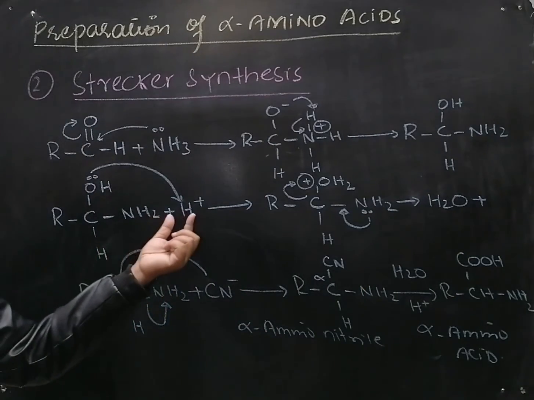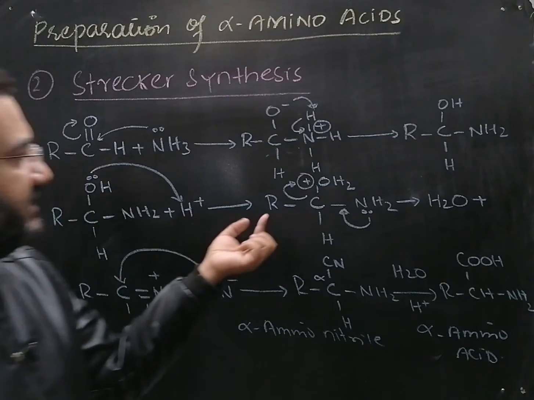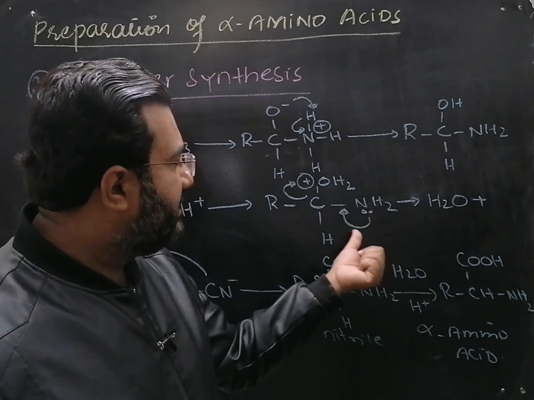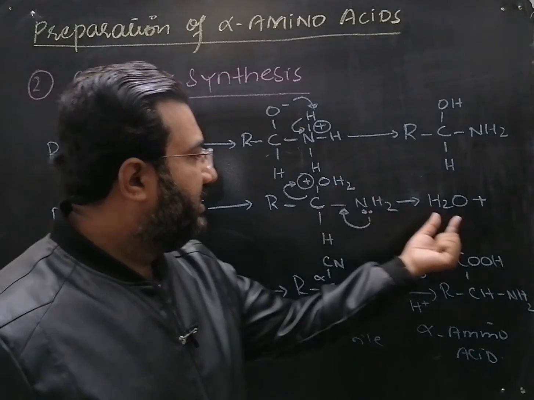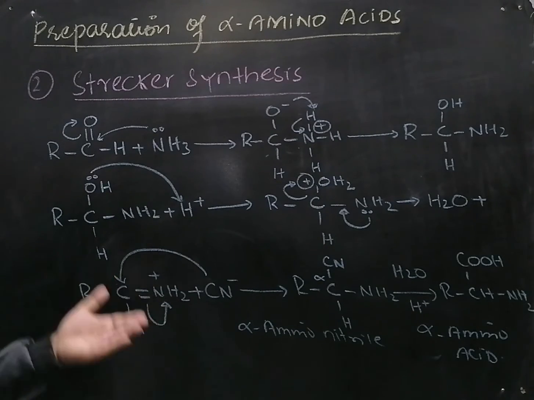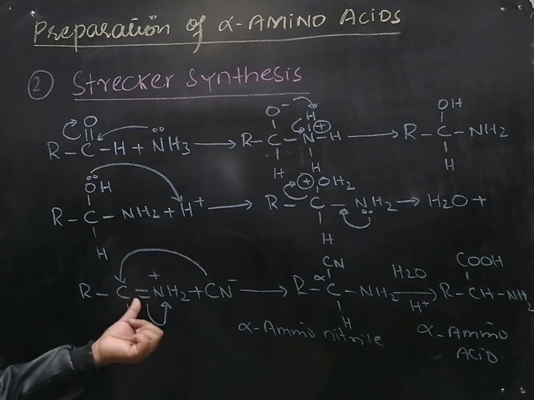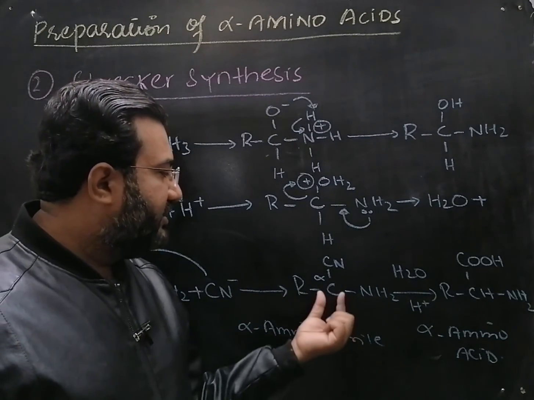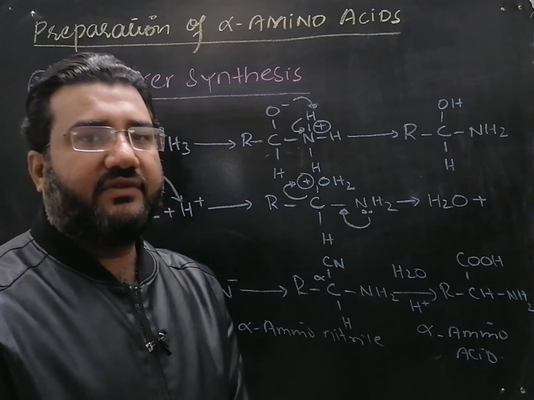In the next step, the proton of the HCN protonates the oxygen of the hydroxyl group, and as a result this compound is formed. In the next step, the nitrogen uses one lone pair to form a double bond with the carbon, and carbon breaks its bond with the H2O. H2O is released and a double bond is formed between carbon and nitrogen. And finally, the CN negative, which was part of the HCN, attacks the carbon, and carbon shifts its pi bond to the nitrogen, and you get the alpha amino nitrile. Now this alpha amino nitrile, after hydrolysis in the acidic medium, is changed to the alpha amino acid.